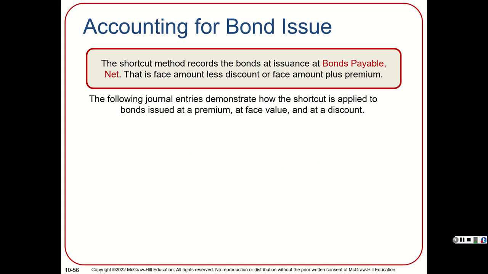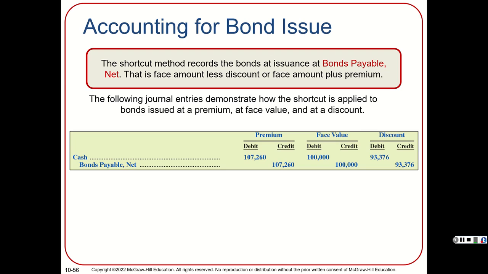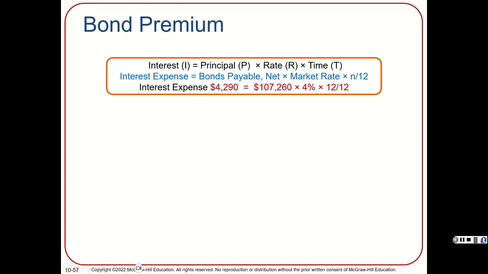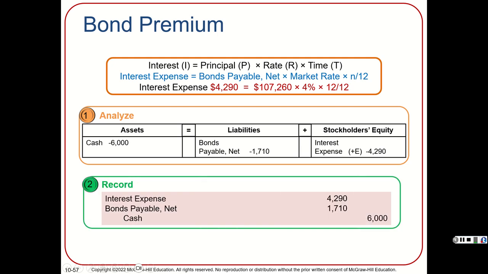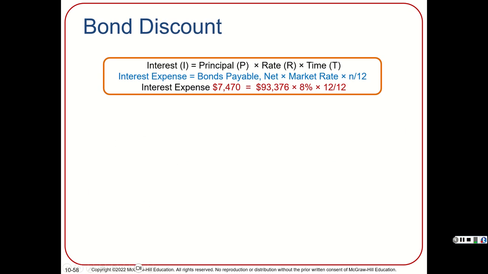And another method, a simplified method. This is the face amount less the discount or the face amount plus the premium. So here we have the premium method, the face value, and the discount. So we have the bond premium at the 4%. The interest expense or the bond discount.